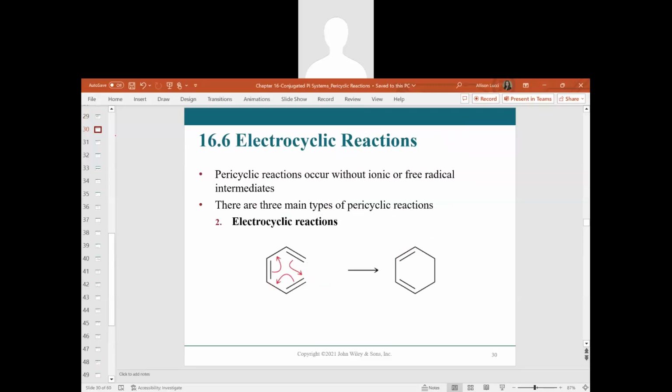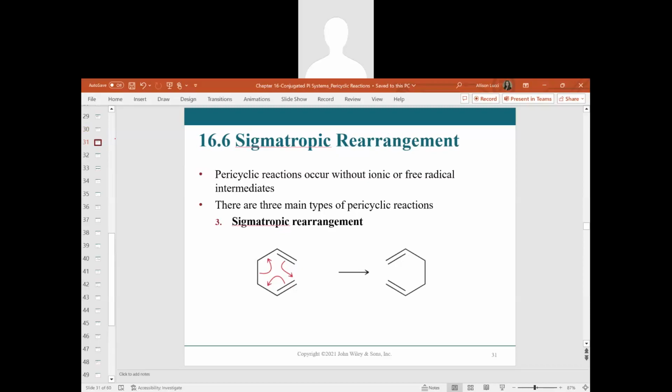The second type is an electrocyclic reaction, where the electrons are rearranging to form a cyclic structure. We see through three arrows here, movement of three electron pairs, redistribute those electrons to form this cyclic structure on the right. Then our last example of a pericyclic reaction is a sigmatropic rearrangement, where our sigma bonds are rearranged, right? So this sigma bond here is now over here.